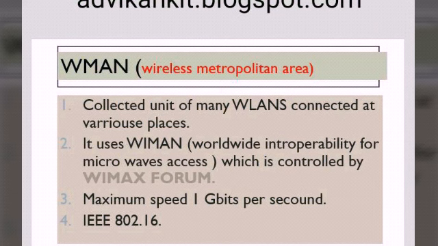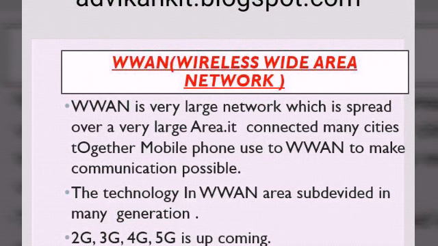2G. Examples of second generation technologies are GPRS, that is called General Packet Radio Service, and EDGE, Enhanced Data Rates for GSM Evolution. 3G. Examples of third generation technologies are CDMA, that is called Code Division Multiple Access, UMTS, Universal Mobile Telecommunication System, HSPA, that is High Speed Packet Access, HSPA Plus, Evolved High Speed Packet Access.